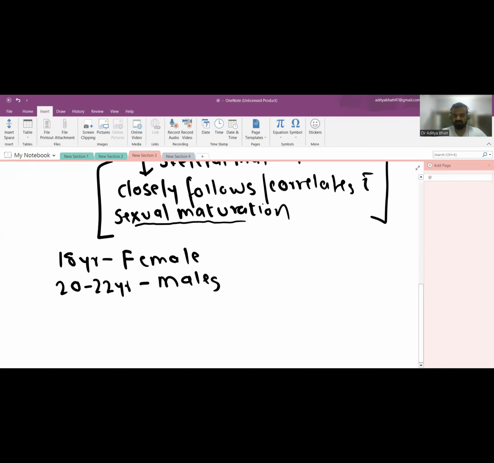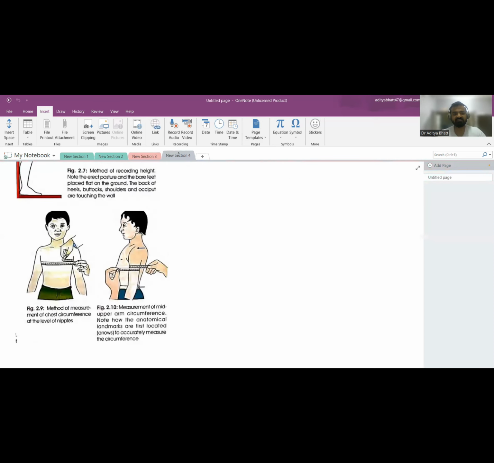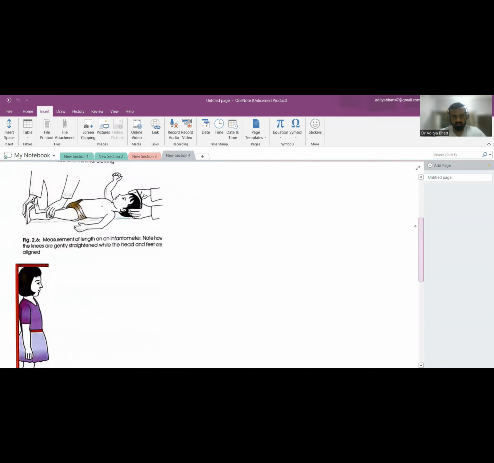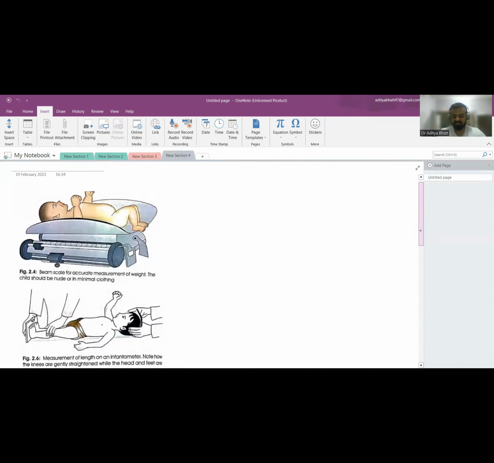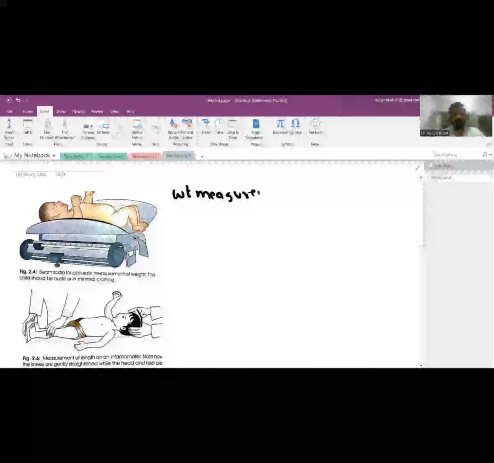Next, we will go into assessment of physical growth. So how do we assess physical growth? Here are a few pictures that I want you to remember. This is weight measurement by beam scale.